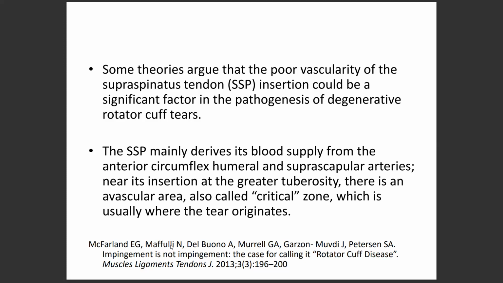So if the age is increasing and the person is male, there will be high chances of pathology of the tendon. Just because of this critical zone or watershed region, this is the area where the tendon can rupture, the tendon can become inflamed, and because of this, later on impingement develops.